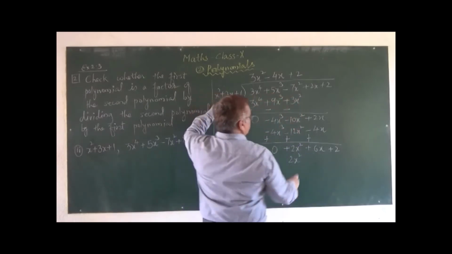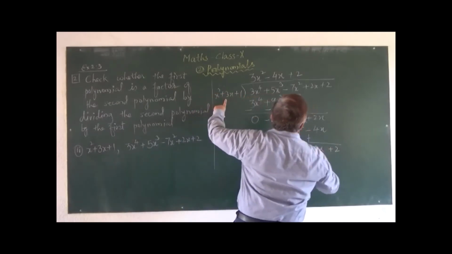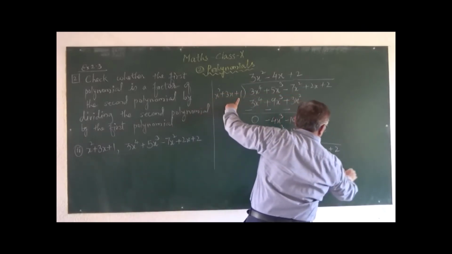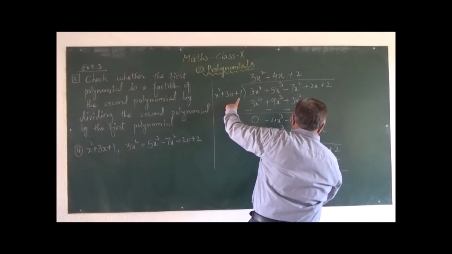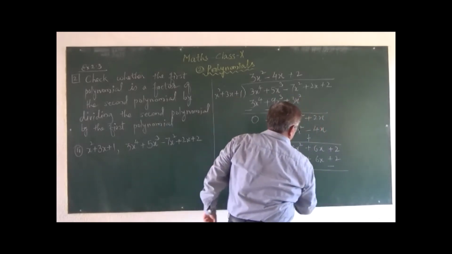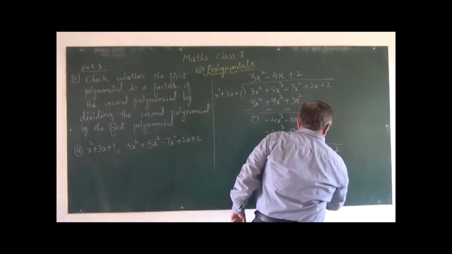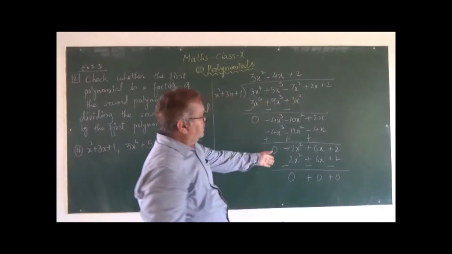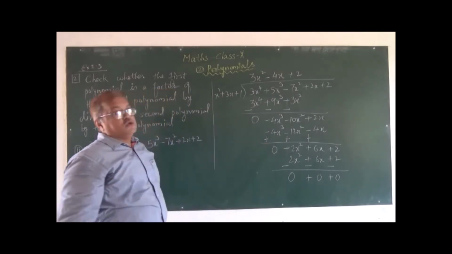2 into 3, that is 6x. 2 into 1, that is 2. Subtract. When you are subtracting, you are changing the sign. So everything here is 0. Plus 0, plus 0, everything is 0, 0, 0. So what here? Remainder is 0.